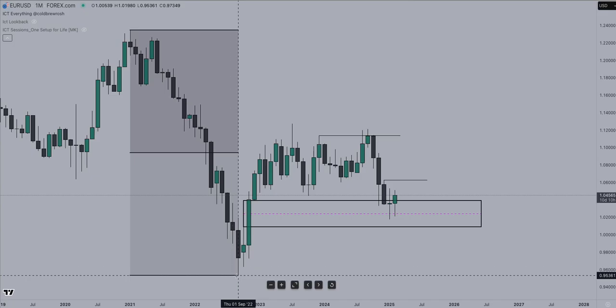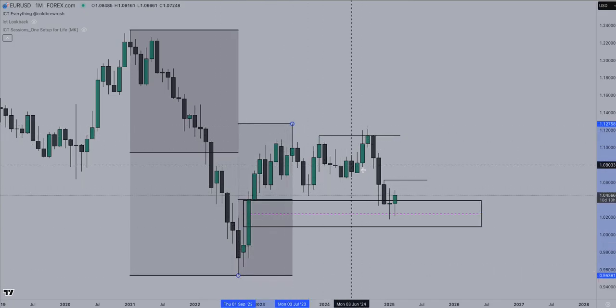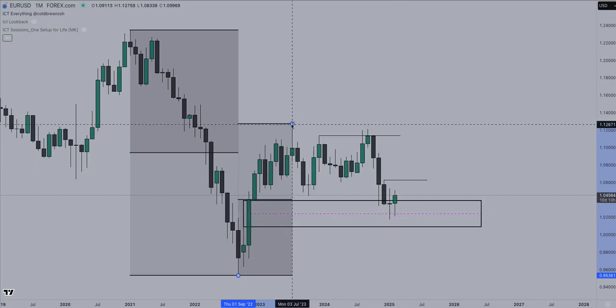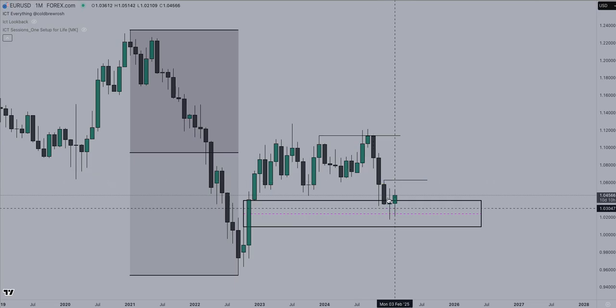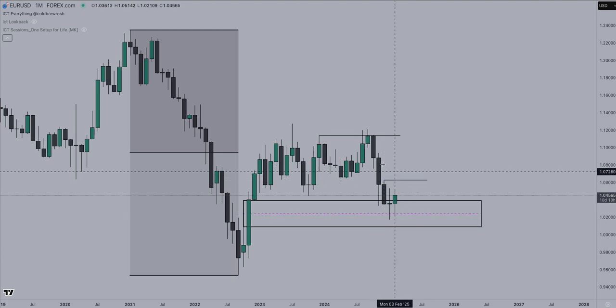And then I won't talk about it too much, but we've also got this range here. So price came into the discount of this range. It's now going to move back into the premium. But all we need to know is price has hit this inefficiency and it's now going to move up to this, which is the most logical area for price to run into.